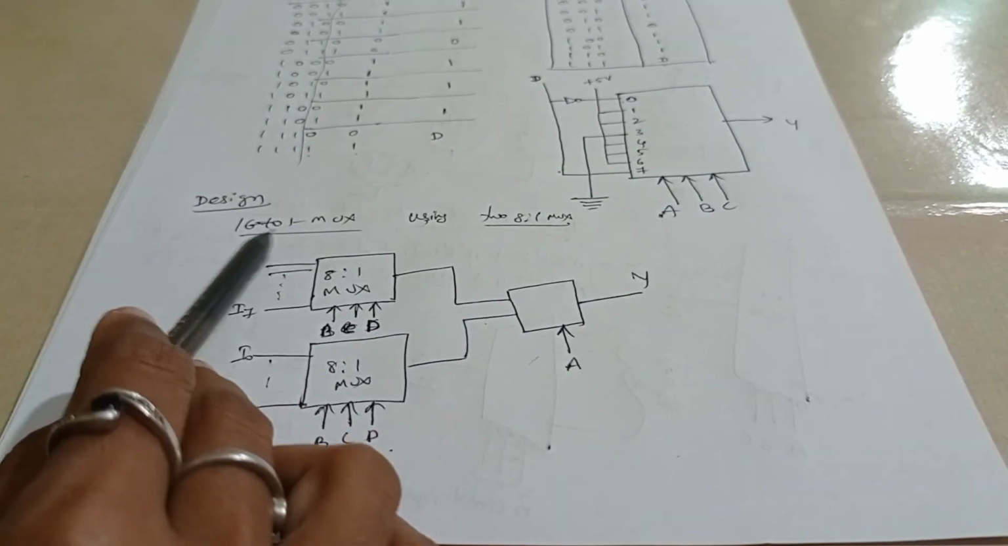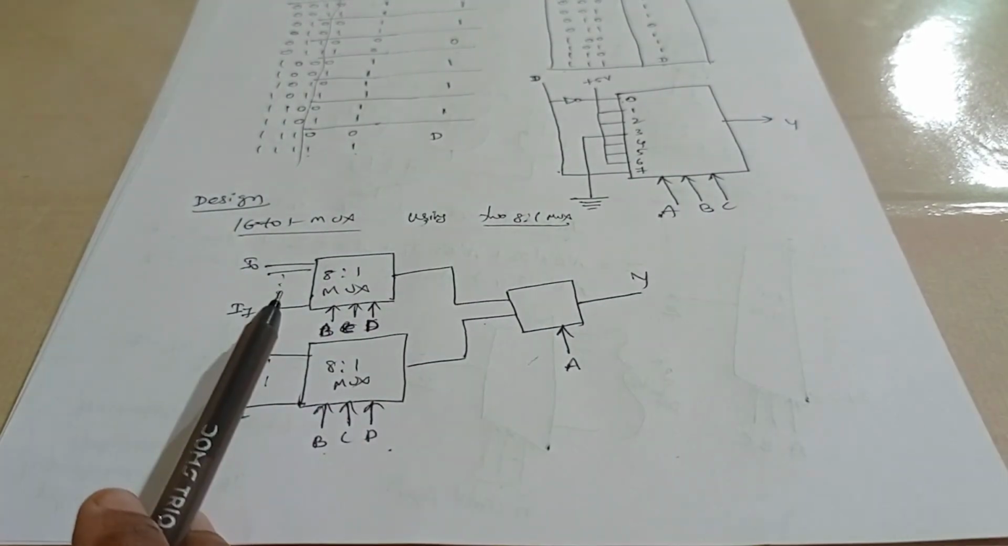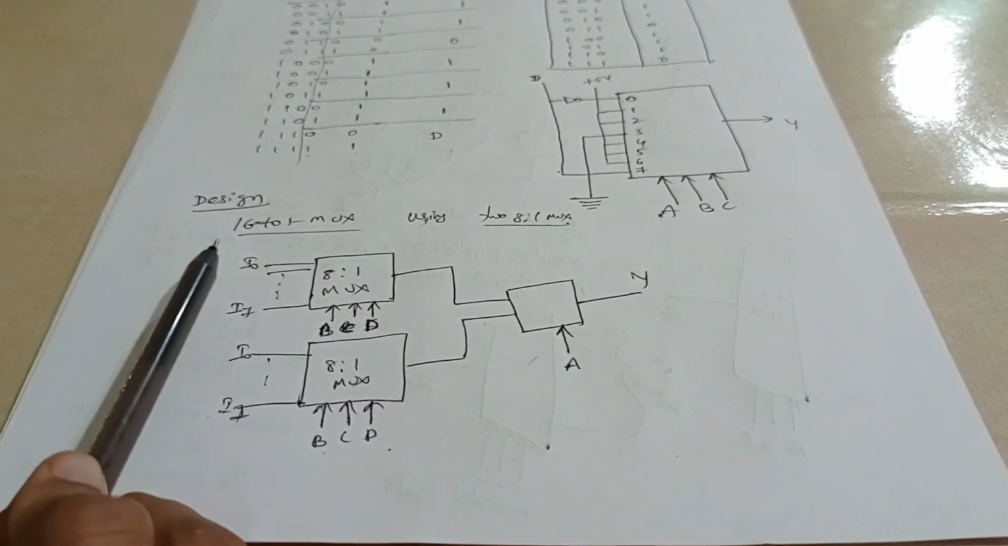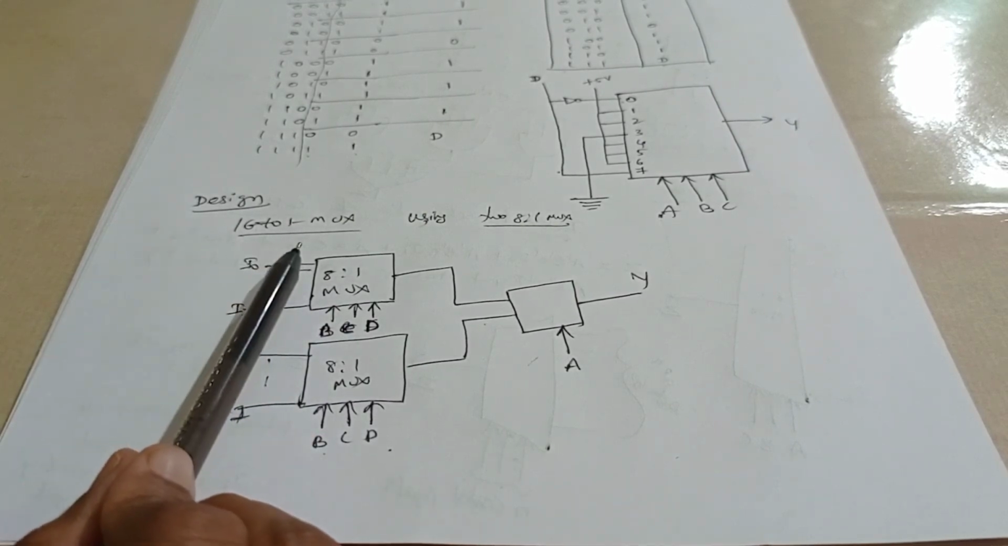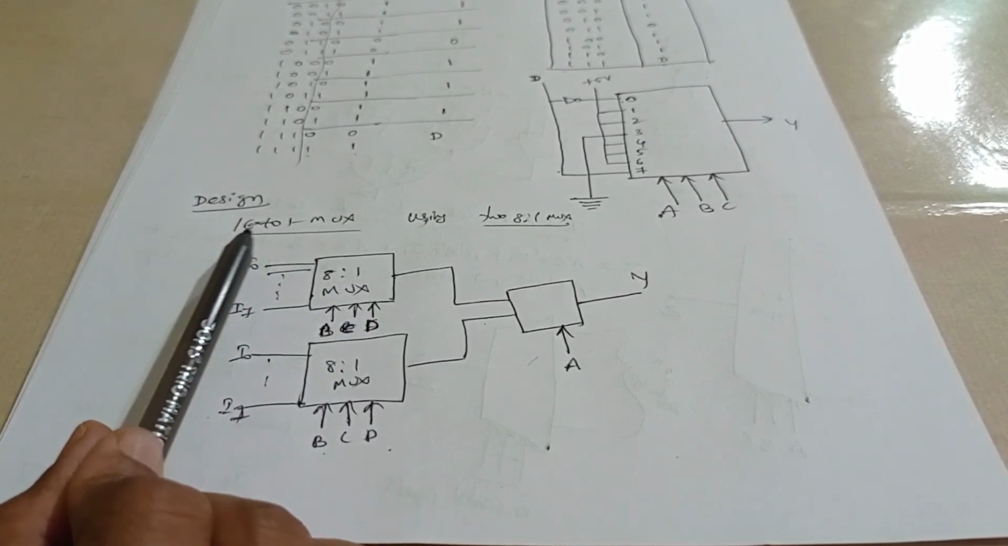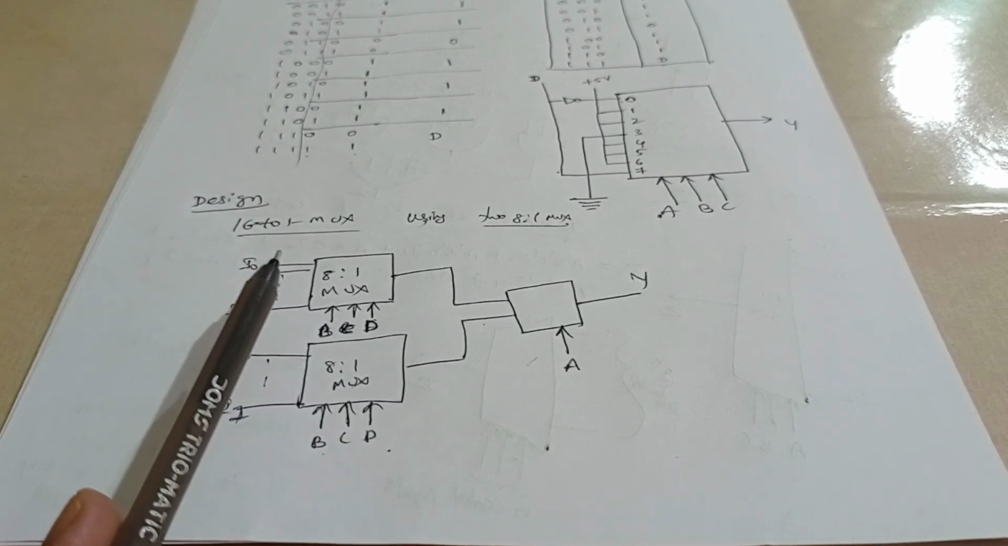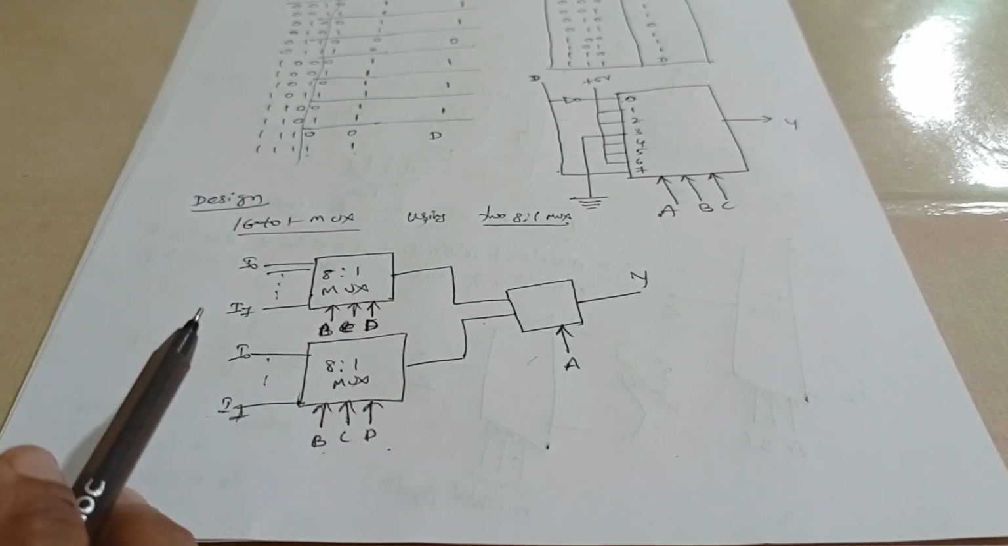This is how we can design any multiplexer using other multiplexers. For example, you can design a 32:1 multiplexer using two 16:1 multiplexers. Go on like that, you can construct any design.